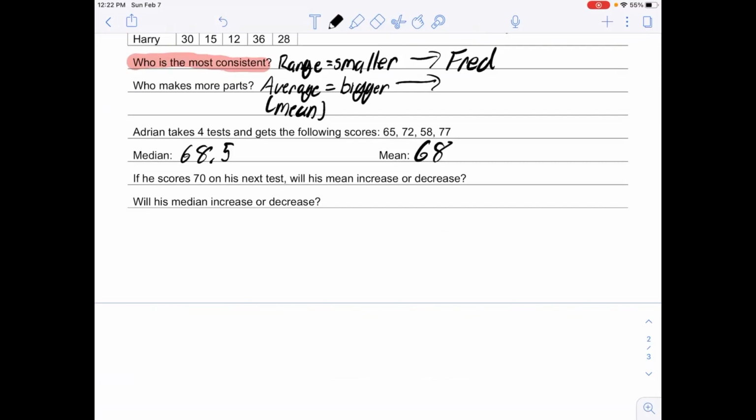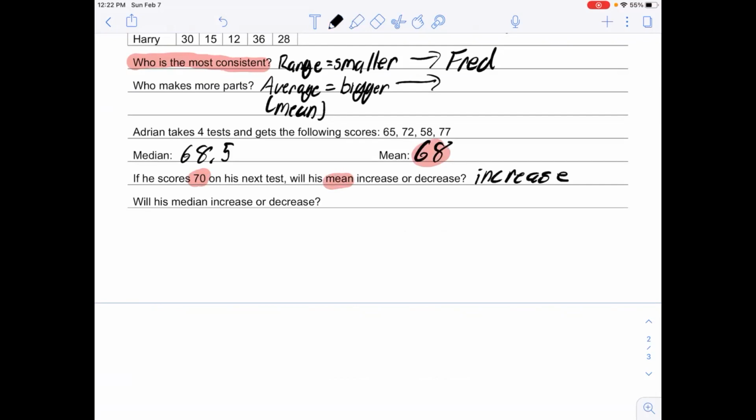So the way we want to look at this for the mean is we want to know, is this number 70 bigger or smaller than his current mean? Well, I see that the number 70 is bigger. So that means that his mean is going to increase. It's going to get bigger because we're adding a number bigger than the current mean.